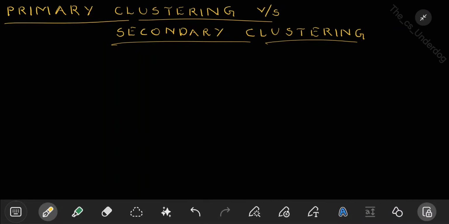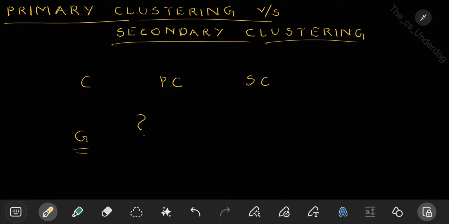Primary clustering versus secondary clustering. Let us first understand what is clustering and then we'll look into primary clustering and secondary clustering. Clustering refers to the formation of groups of occupied slots in a hash table.